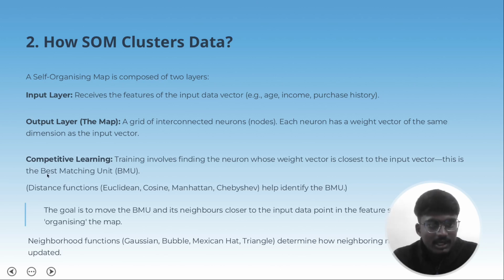The best matching unit, BMU, is used for that, and data distance functions and neighborhood functions are used, such as the Euclidean and cosine functions, and here the Gaussian function might be used.